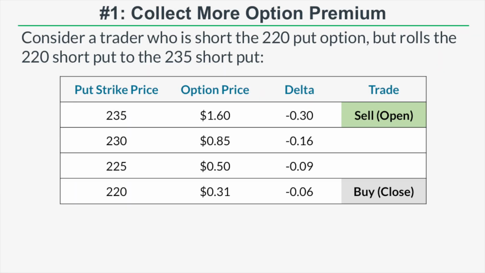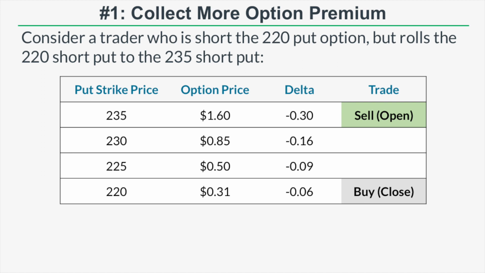Let's consider a trader who is currently short the 220 put option, but decides to roll up the 220 put to the 235 put. Now, as we can see in this particular example, the 220 put that this trader is currently short is only trading for 31 cents, which is getting pretty cheap and is not really going to benefit them if the stock price continues to increase.